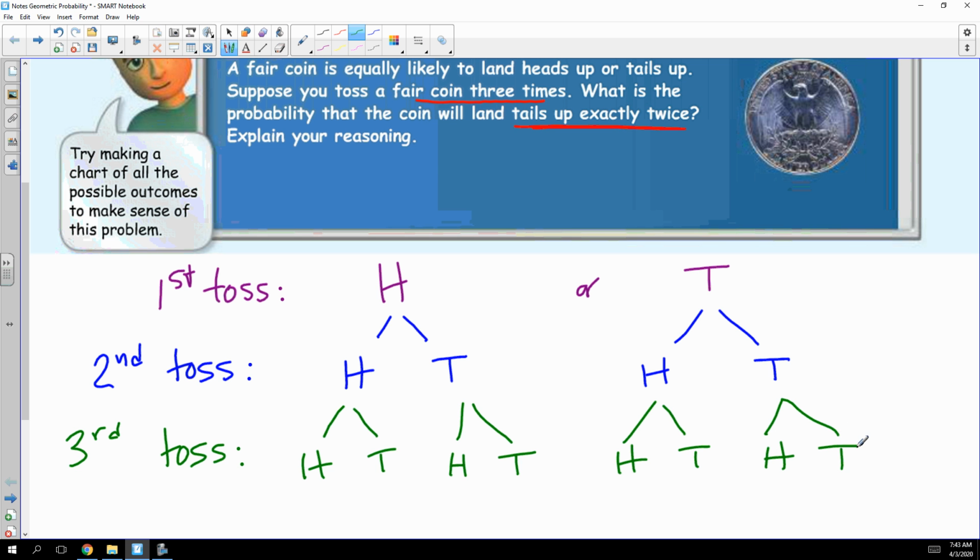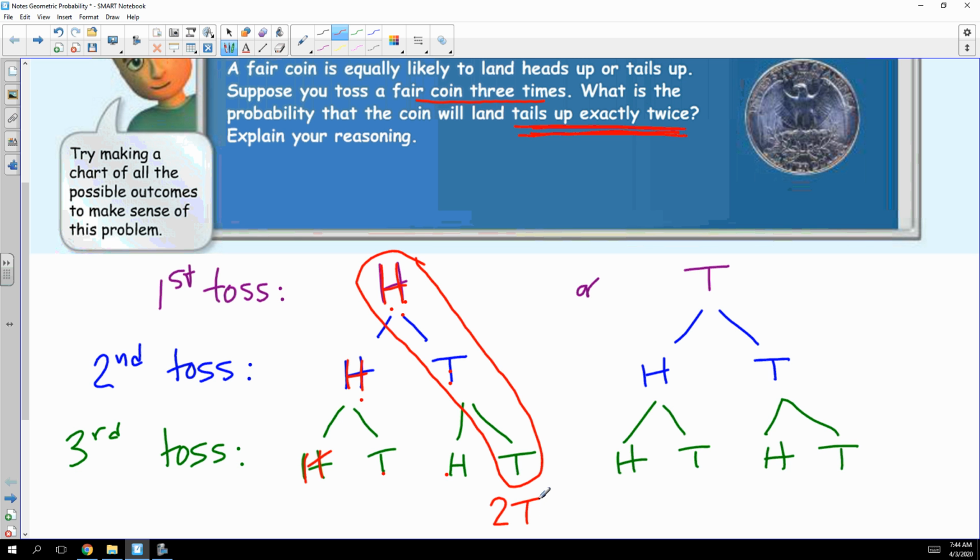And what I'm looking for, remember, is the probability that it comes up tails exactly twice. So I'm looking for a pathway with 2 T's and 1 H. I tossed it the first time and got heads, and then heads again, and then heads again. So that one's no good. Heads, heads, tails, that's no good. Heads, tails, heads, no good. And then heads, tails, tails. There we go. That's the first time we see that we got exactly 2 tails.